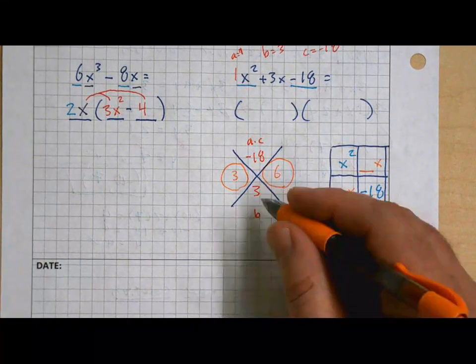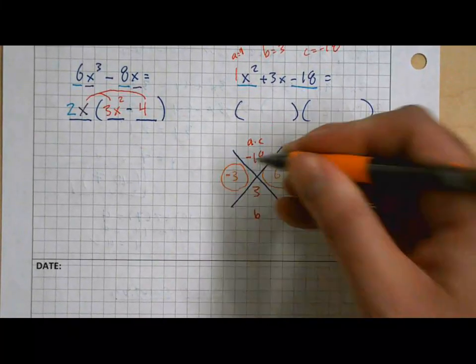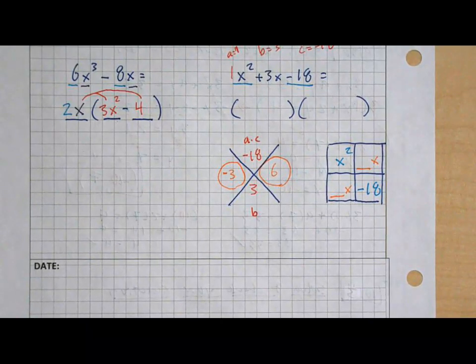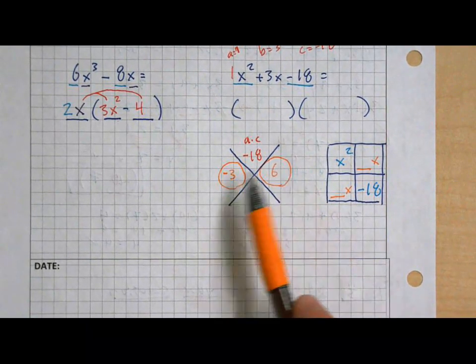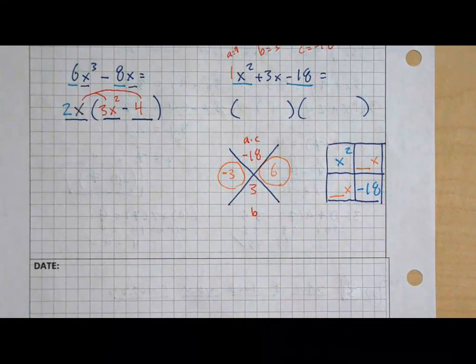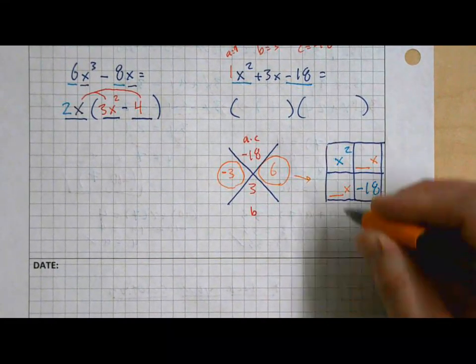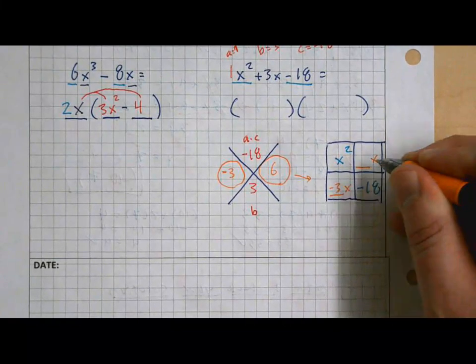If they're going to add up to positive 3, I think I want the smaller one to be negative. So I got a negative 3 and a positive 6. And of course, if you flip the negative 3 and the positive 6, that's fine. Those 2 numbers go into your box in these 2 spots, so negative 3 and 6.